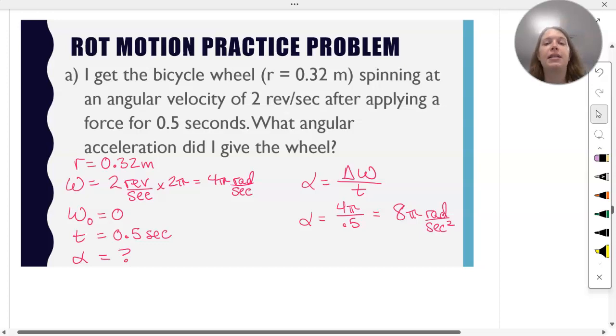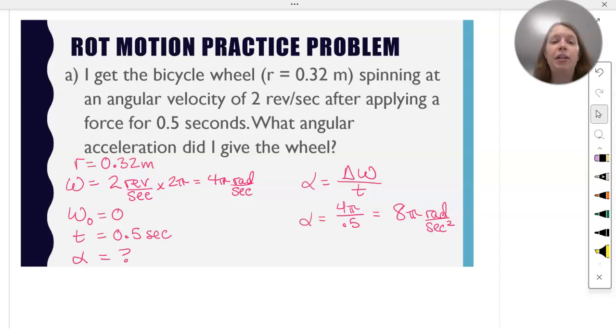So this is a practice problem. You could pause here and look through it. It starts with rotational motion. So if I get this bicycle wheel spinning with an angular velocity of 2 revolutions per second after applying a force perpendicular for 0.5 seconds, what acceleration did I give the wheel? What angular acceleration did I give the wheel?